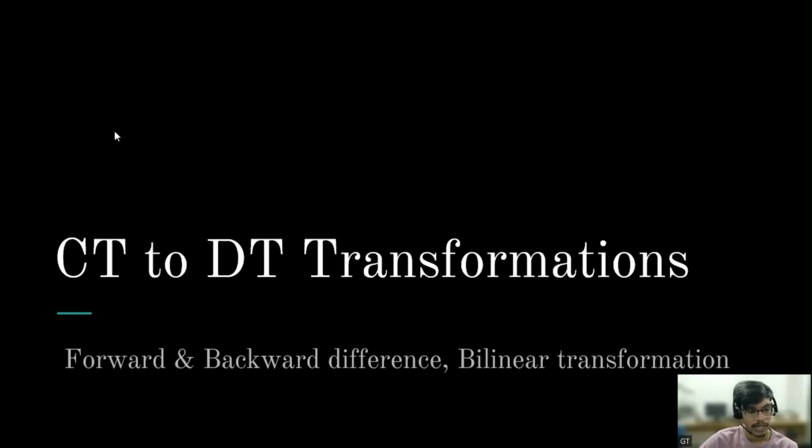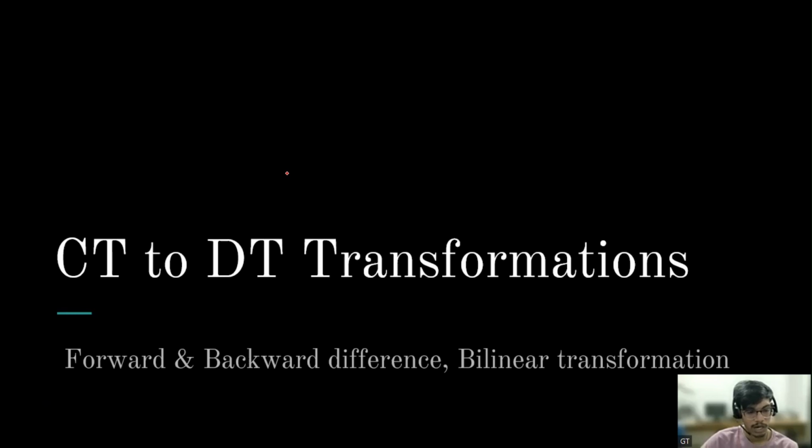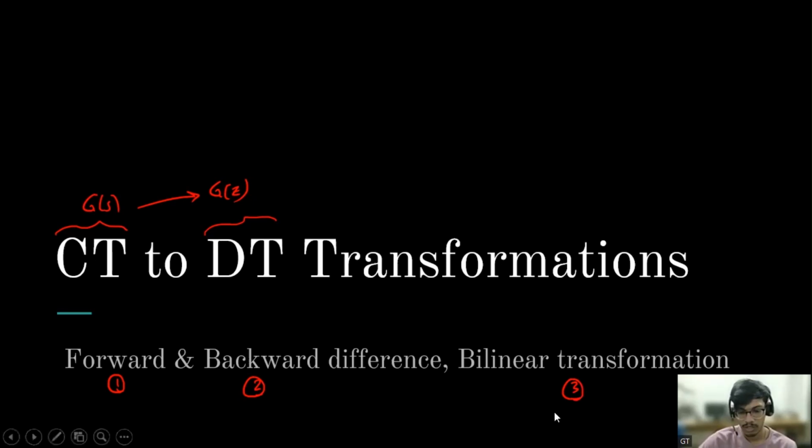Why do we need continuous time to discrete time transformation? Because if we have any transfer function in continuous time and want to change it into discrete time, say from g of s to g of z, there are many transformations available. One is the forward difference, another is the backward difference, and the other is the bilinear transformation. Which one should we use, and which one are we using to implement the controller? All these aspects we'll discuss in this session.